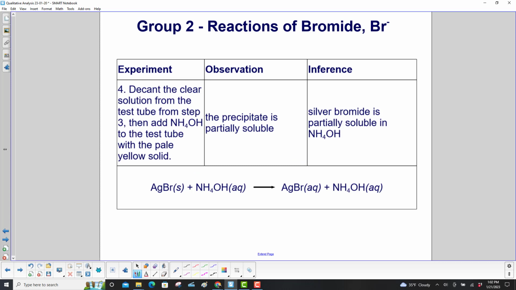4. Decant the clear solution from the test tube from step 3, then add ammonium hydroxide to the test tube with the pale yellow solid. Observation: the precipitate is partially soluble. Silver bromide is partially soluble in ammonium hydroxide.